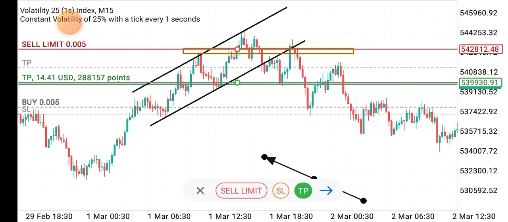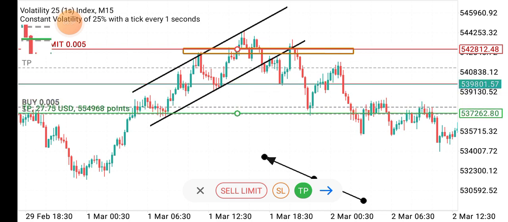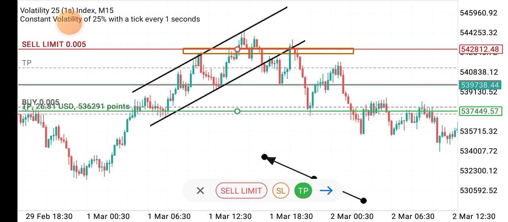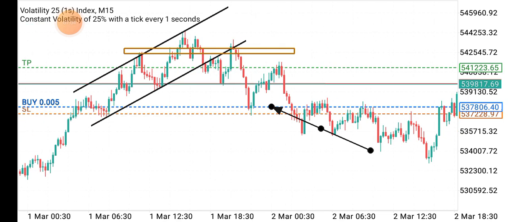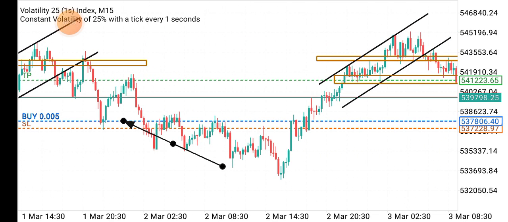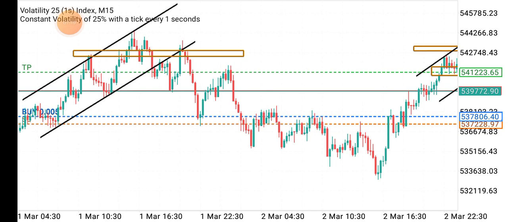Then imagine you hold the trade up to this level. That's about $26 with just one position. So imagine you open two positions, you make some good money, guys. And as you can see, the market started moving. Let me duplicate this trend line.